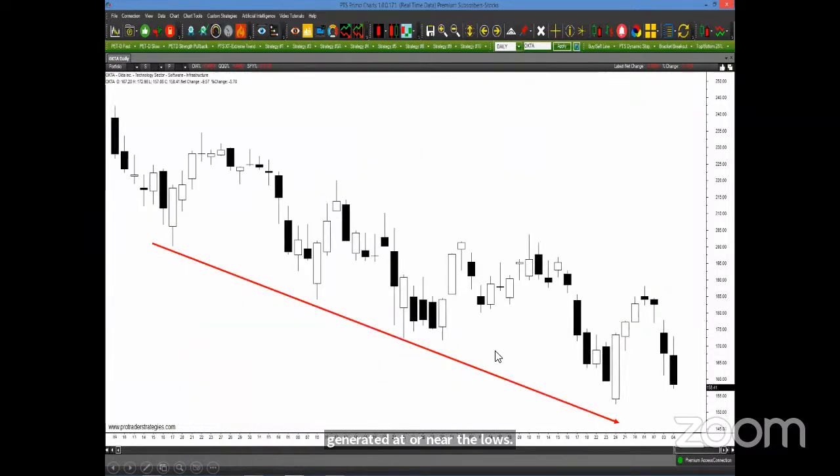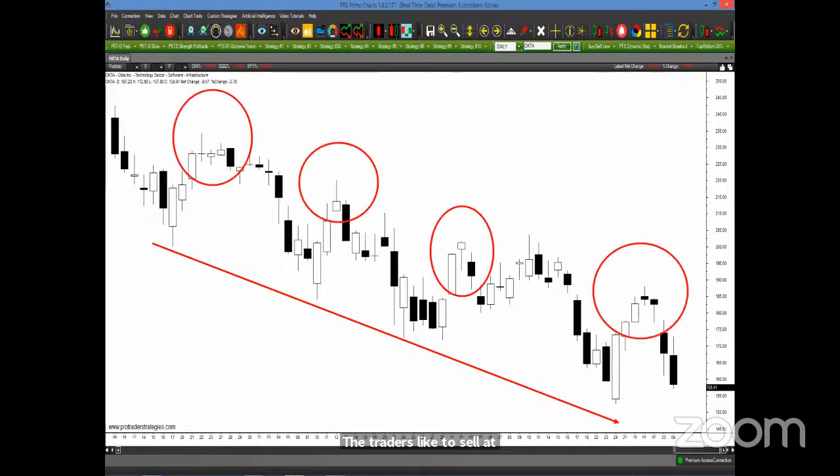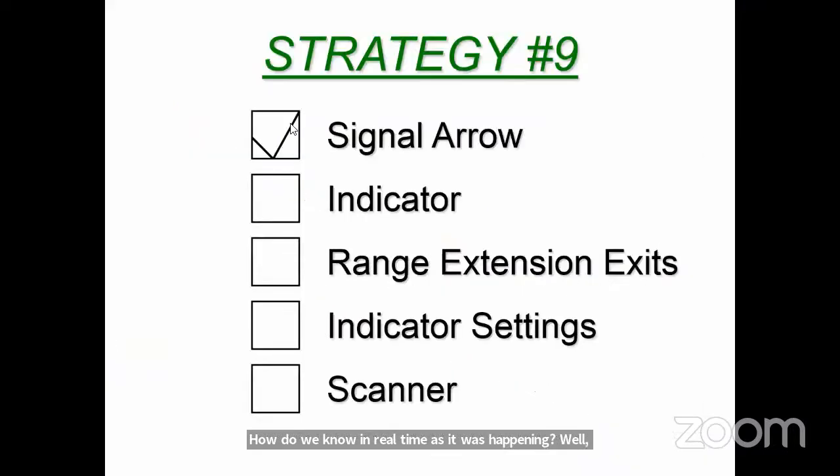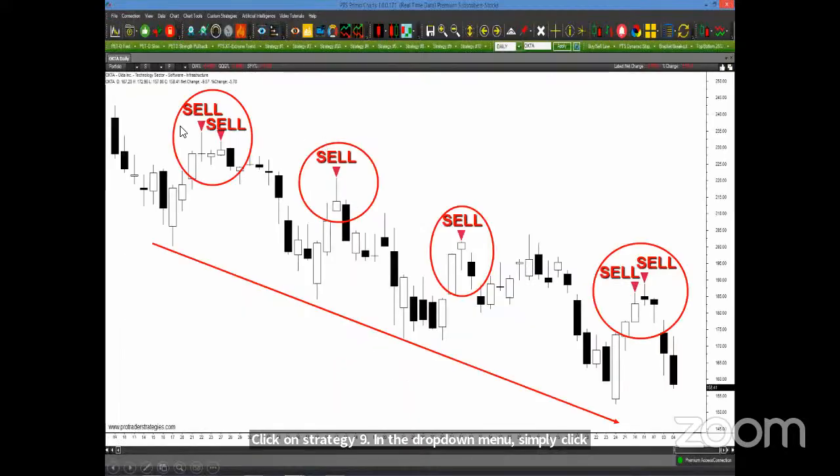Now, this can work as well in an overall downtrend. Okay, in an overall downtrend, the traders like to sell at these higher prices right here. But once again, how do we know? It's easy to see in hindsight. How do we know in real time as it was happening? Well, on our platform, you have to have our platform to do this. Click on strategy 9. In the drop-down menu, simply click on signal arrow. And look at all these sell signals that were generated right at or near the highs of these little short-term bounces. So this is how simple it is to apply this process, and you can only do it on our platform. Now, this is not a black box system.